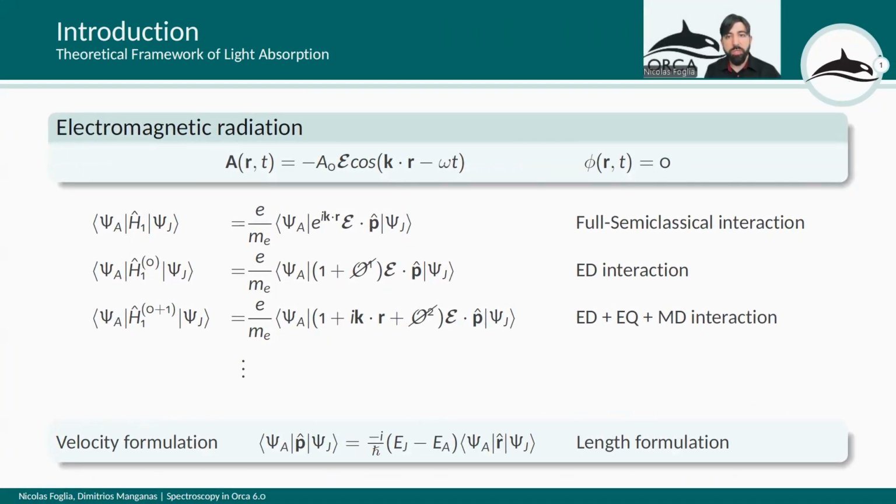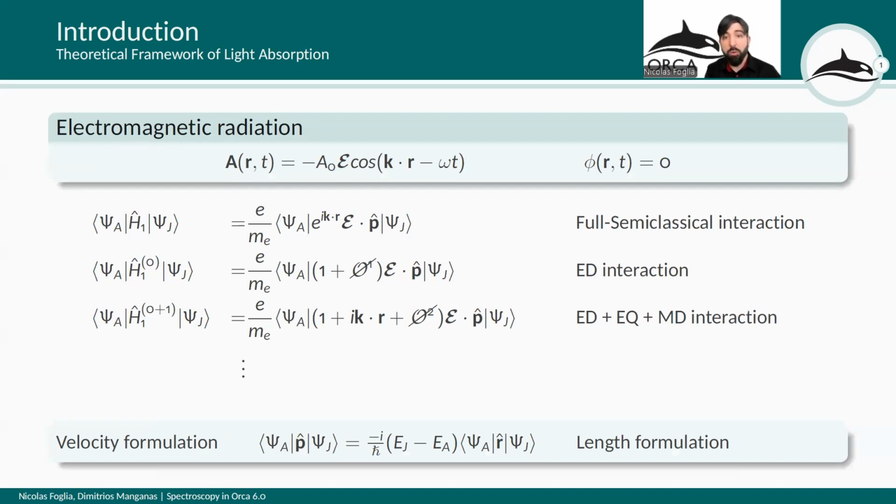To obtain an expression for oscillator strengths, it is necessary to model the light-matter interaction. Following a classical electrodynamic approach, the scalar and vector potential, which describe the light, may be introduced into the Hamiltonian, producing an expression for the transition moment known as the full semi-classical field-matter interaction.